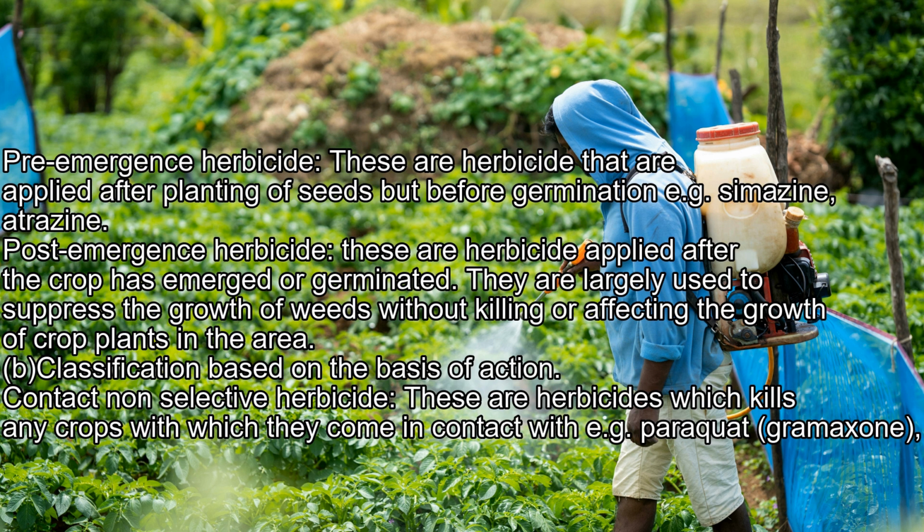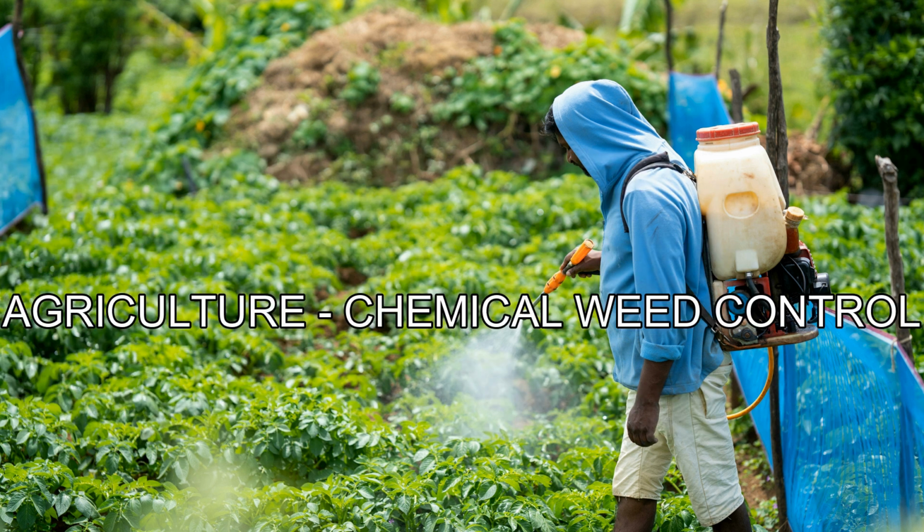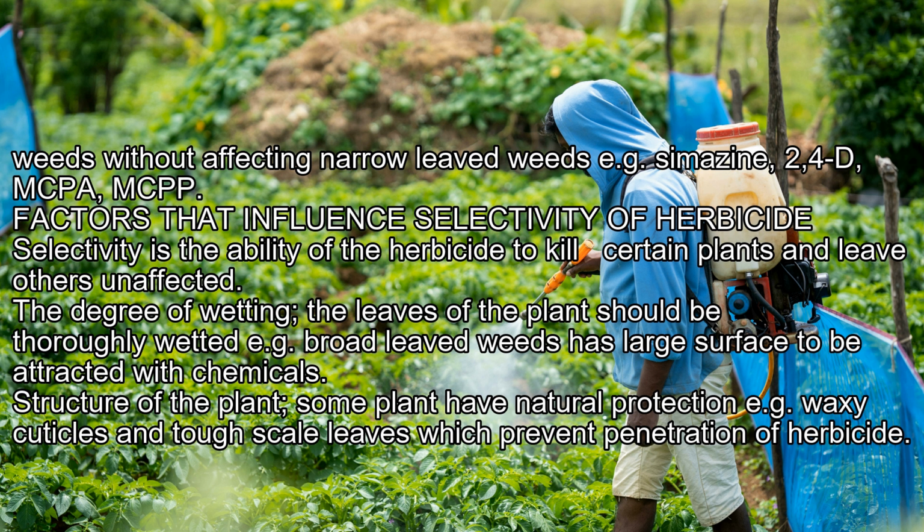B. Classification based on the basis of action. Contact non-selective herbicide. These are herbicides which kill any crops with which they come in contact, e.g. paraquat, gramoxone. Selective herbicide. These kill broad-leaved weeds without affecting narrow-leaved weeds, e.g. simazine, 2,4-D, MCPA, MCPP.